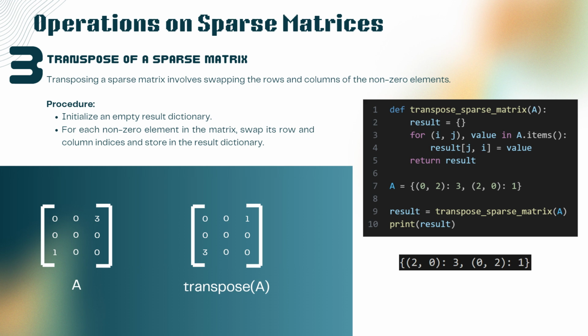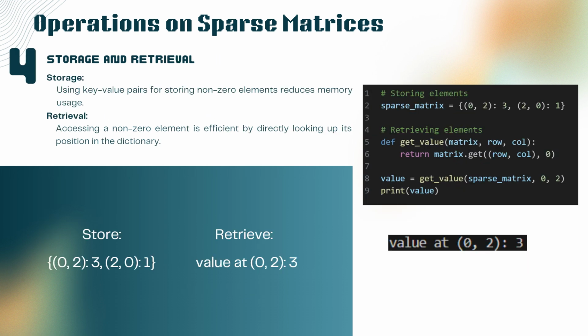On the right side of the screen, you can see the Python program for the transpose of a matrix. First, we have defined the transpose sparse matrix function with the input A, and we have initialized a resultant variable with an empty dictionary, and we started a for loop with values i, j as positions and value for the non-zero value from the A matrix items. The resultant matrix at position j, i will be equal to the value. Then we return the resultant matrix. This will print the transpose of the matrix A.